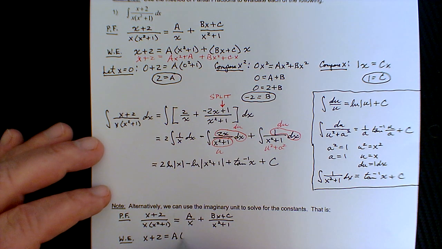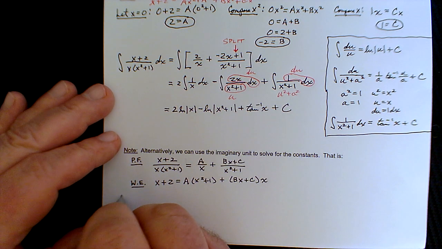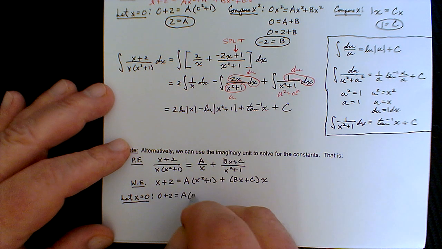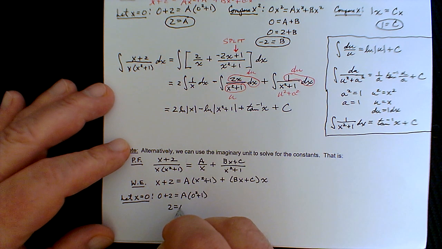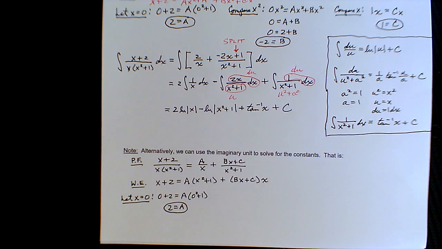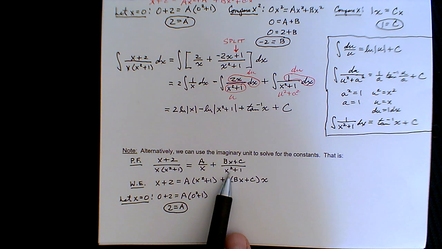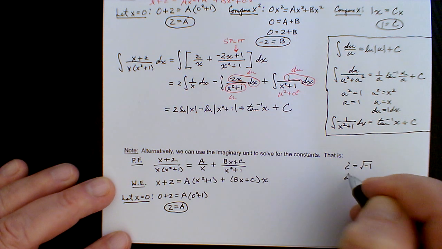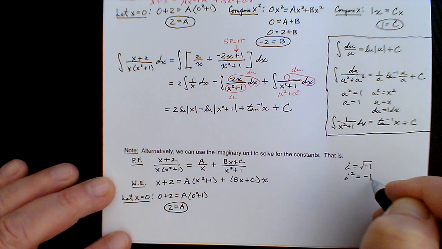So x plus 2 equals a times the quantity x squared plus 1, plus the quantity bx plus c times x. And you would do the elimination method, let x equal 0. We got 0 plus 2 equals a times 0 squared plus 1, so a was 2. But now, instead of the comparison method, there is a number that does cause this x squared plus 1 to be 0. It's not a real number though, so here you actually have to use your imagination, because the number I'm talking about is i, which is the square root of -1, our imaginary unit. And i squared is -1.